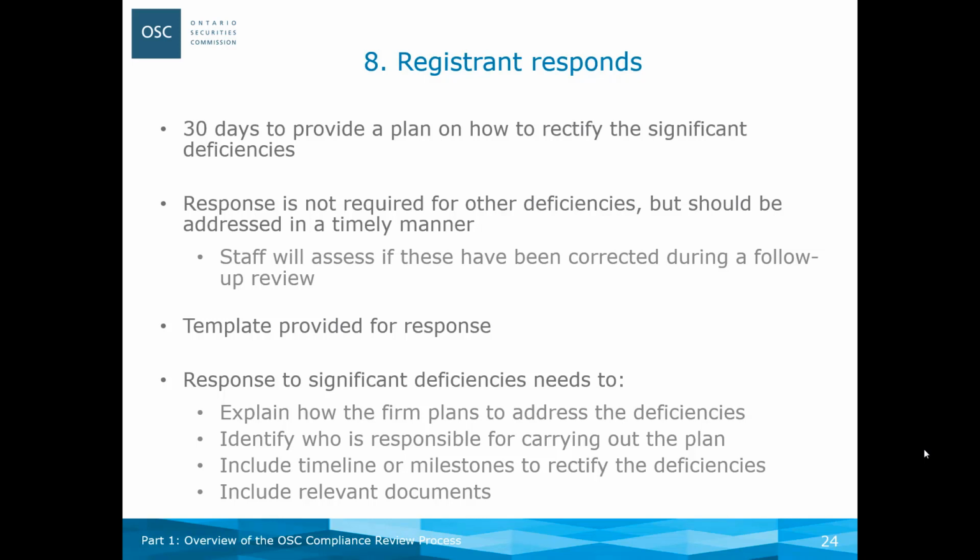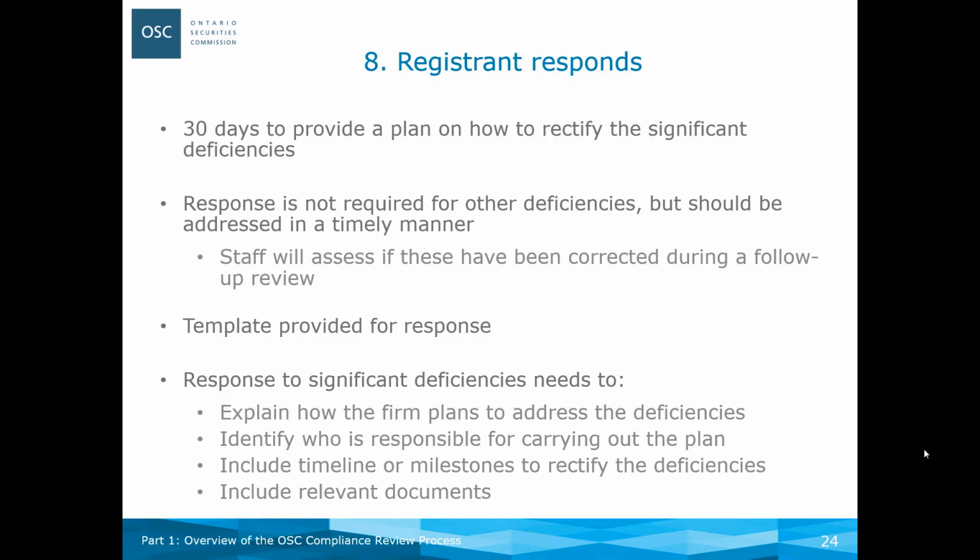As mentioned earlier, one way we select firms is based on whether you have been reviewed in the past. Therefore, when we do conduct a follow-up review, we will make sure that deficiencies that were raised previously have been rectified. As part of our compliance report, we include a template for registered firms to use when responding to us.